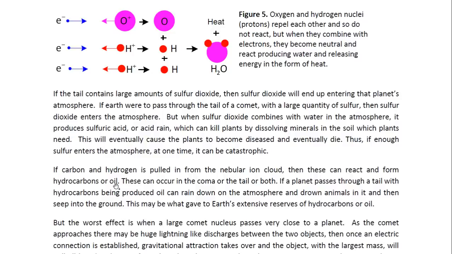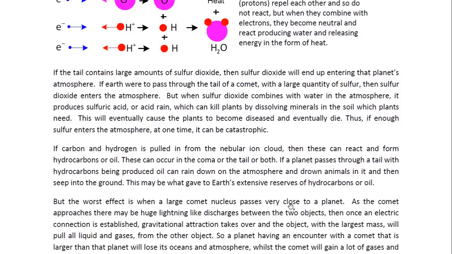Then if carbon and hydrogen is pulled in from the nebula ion cloud, these would react to form hydrocarbons, or in other words, oil, because that's what they're made out of, carbon and hydrogen. And they would form in a similar way. All of these can occur in the coma or the tail. But it's much easier for a planet to go through the tail than to pass close enough to the coma of a comet in order to interact with it that way.